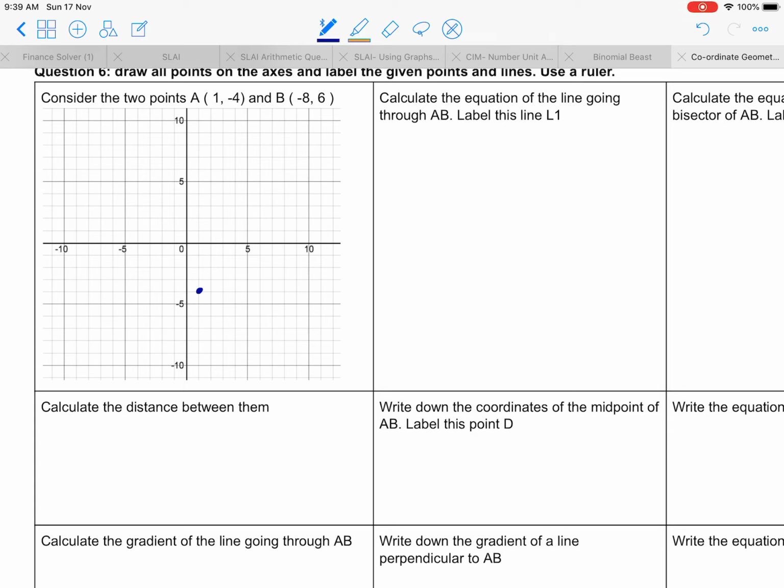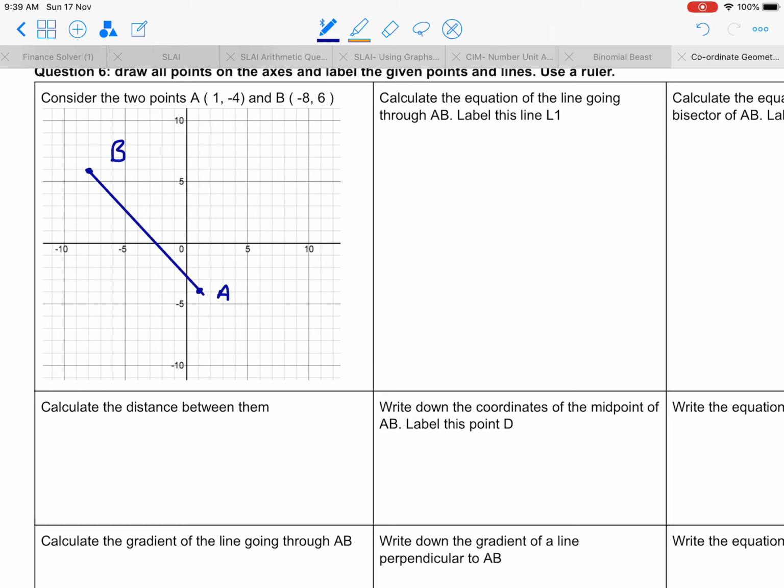And remember the formulas that you're going to use, it's all on the first page of the handouts that you've got. So there's point A. And point B is at negative 8, 6. So negative 8, 6 is here. There's B. Okay. And then we could put in some straight lines. Let's just put this on. And let's just connect this with a straight line.